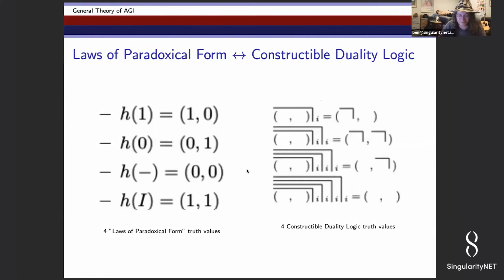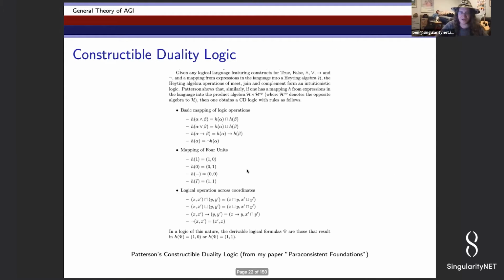So these are not the same labeling as in the laws of form. On the other hand, you can one-to-one map among them. There's a natural morphism between Patterson's truth values and the laws of form truth values, which is quite elegant.